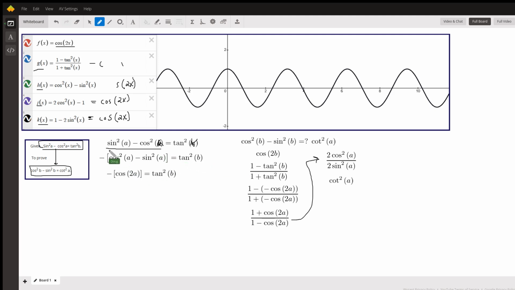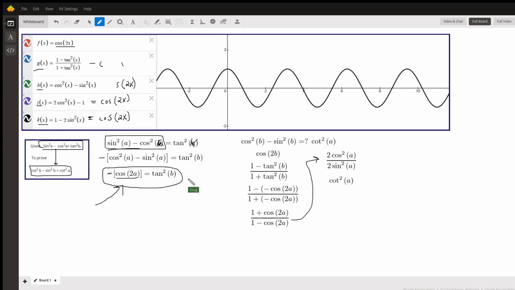Okay, and this looks almost like the cosine of twice an angle, except the terms are in the wrong order. So if we factor out a minus sign, then we get the cosine of twice A, the minus sign factored out. So the given information is equivalent to telling you this.